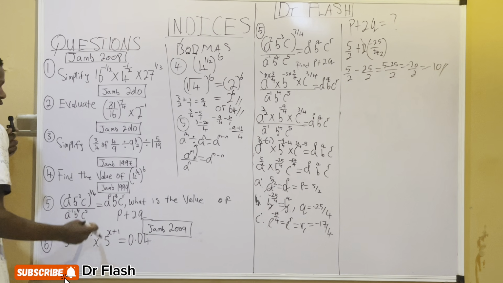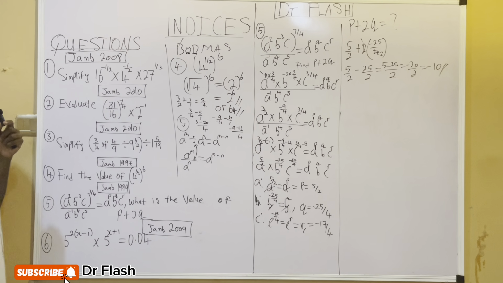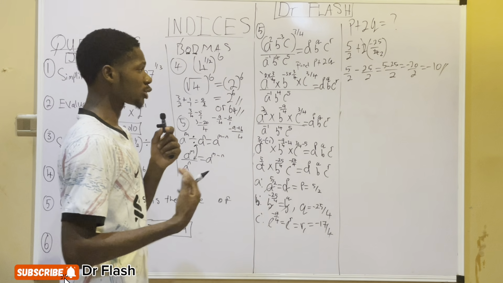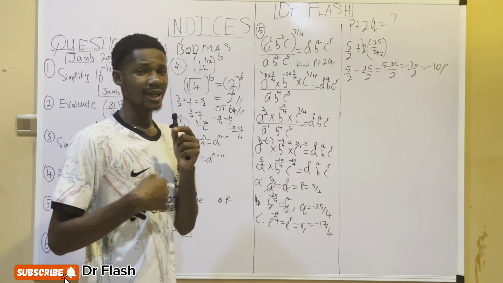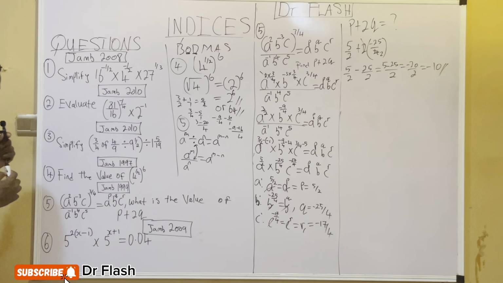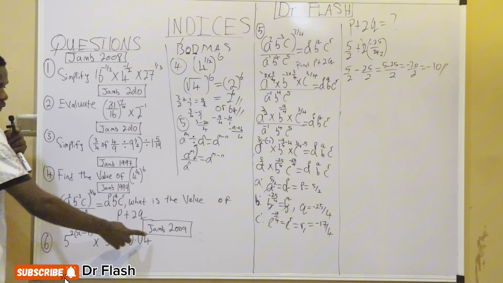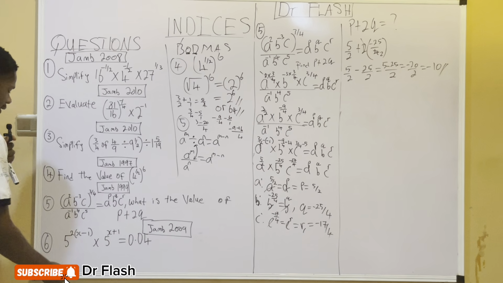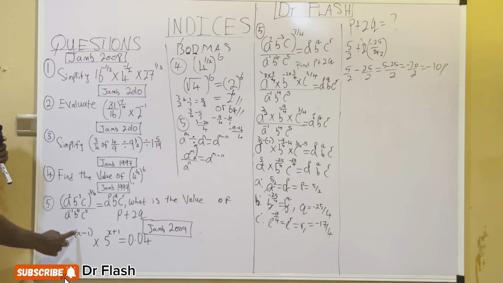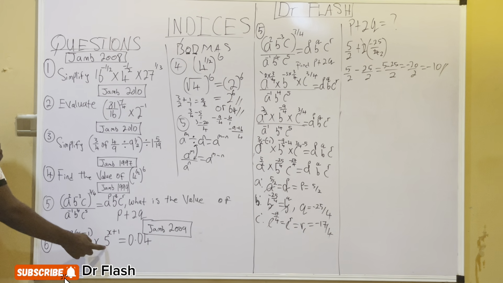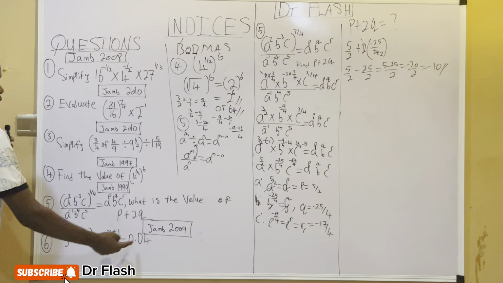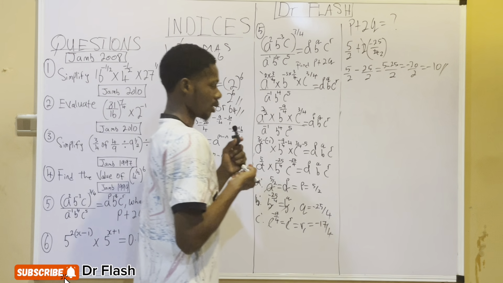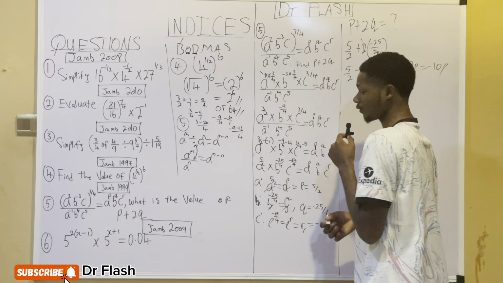And that is how this JAM 1999 problem is expected to be solved. There might be a shorter cut, and you guys get to it after solving multiple problems and practicing exercises. Okay, now having the last question on our list, which is question 6. It's a JAM problem from the 2009 exam, and it says 5 to the power of 2 in brackets x minus 1 times 5 raised to the power x plus 1 is equal to 0.04. Obviously we are asked to find the value of x.